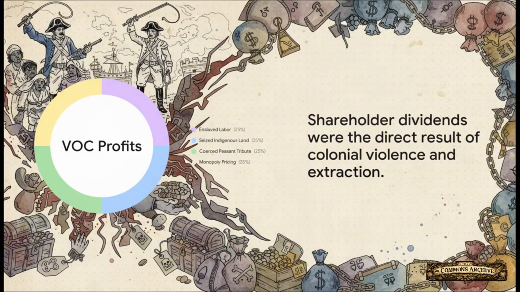And where did those dividends, the money landing in shareholders' pockets, actually come from? Well, it wasn't magic. As you can see, the profits were the direct result of enslaved labor, of land seized from indigenous people, of tribute forced out of local peasants, and of charging monopoly prices for stolen goods.